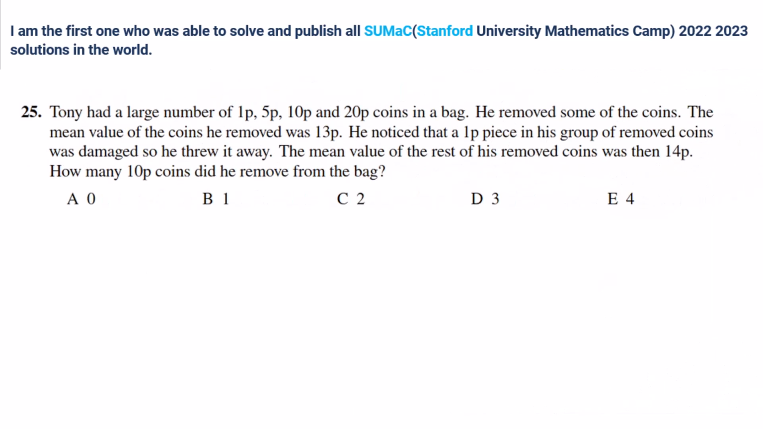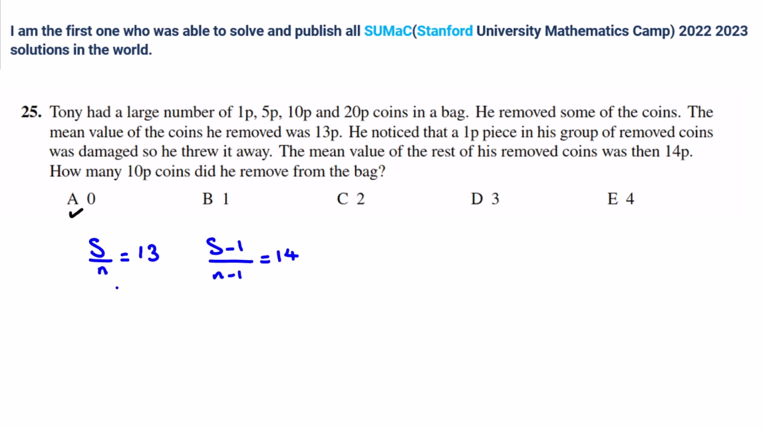Is the answer A? The answer is A. Okay, let's check. Can you explain your solution? Yeah, so I had two variables, one for the sum of the value of the coins and one for the number of coins. So S over N equals 13, and then S minus 1 over N minus 1 equals 14.